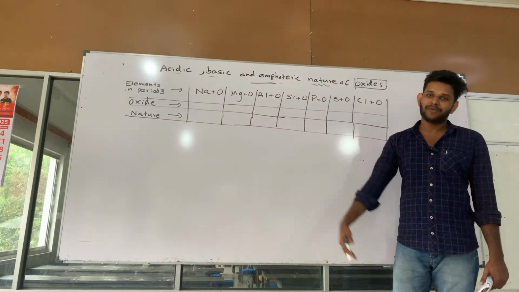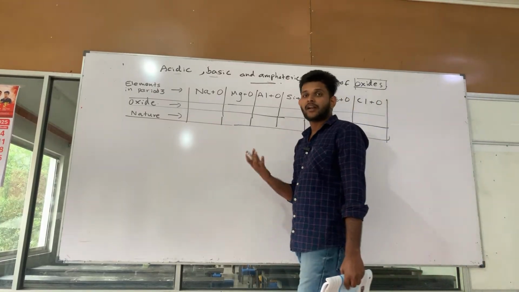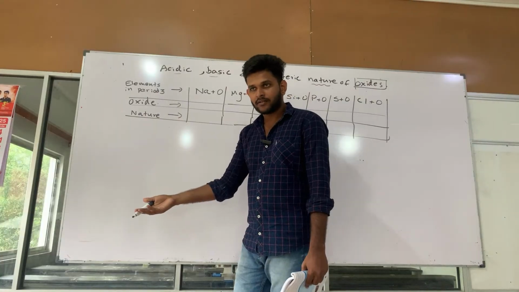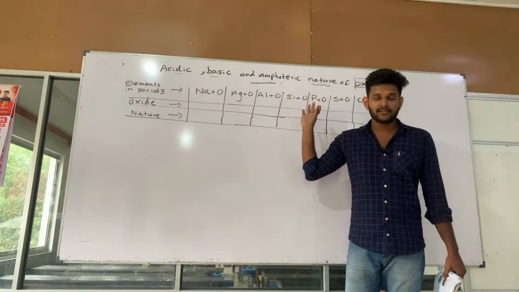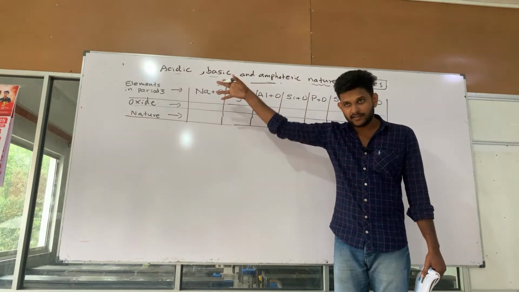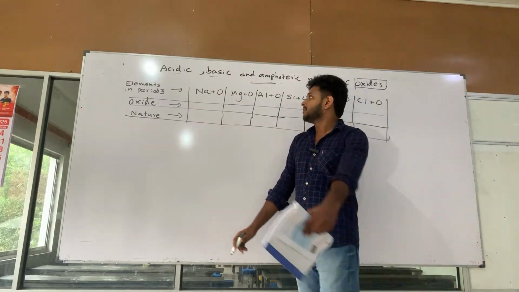Amphibians are animals, right? But what is the specialty of amphibians? They can live in water and land. So what is the specialty of amphoteric? They have both acidic and basic properties. Understood? Right.